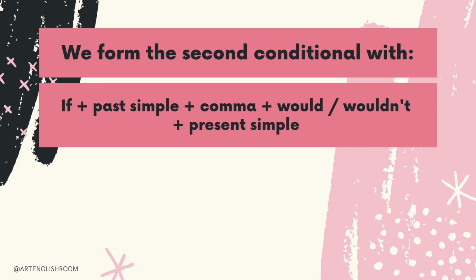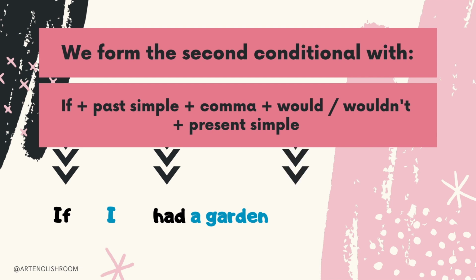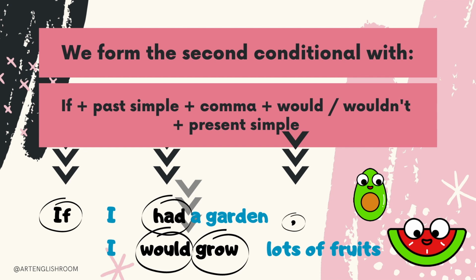Let's see an example of a sentence using second conditional. Later, we will see when we have to use it and the differences between the first and the second conditional. If I had a garden, comma, I would grow lots of fruit. As you can see, we have if, a verb in the past simple, in this case had, the comma, and in the other part of the sentence, we have would plus a verb in the present simple, in this case, grow.